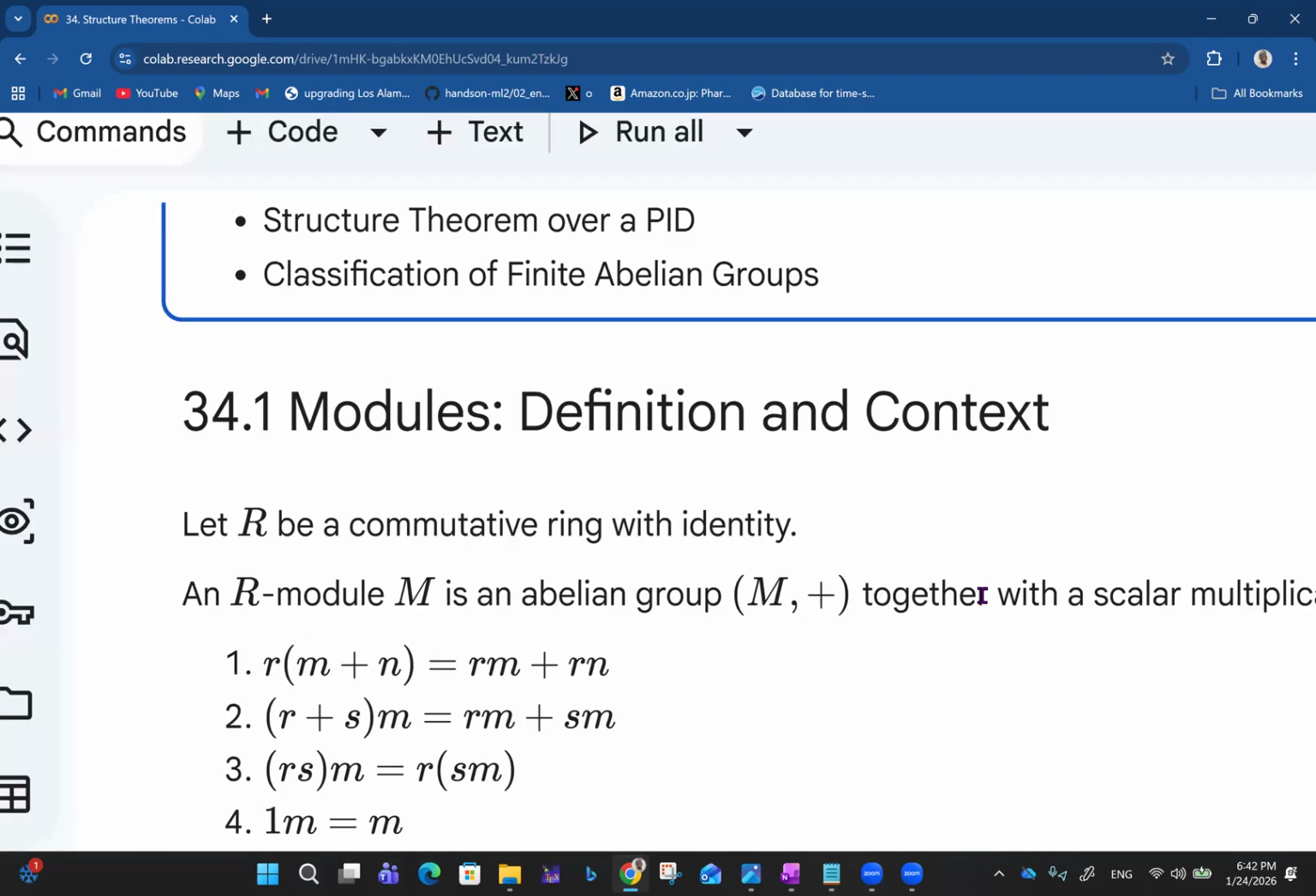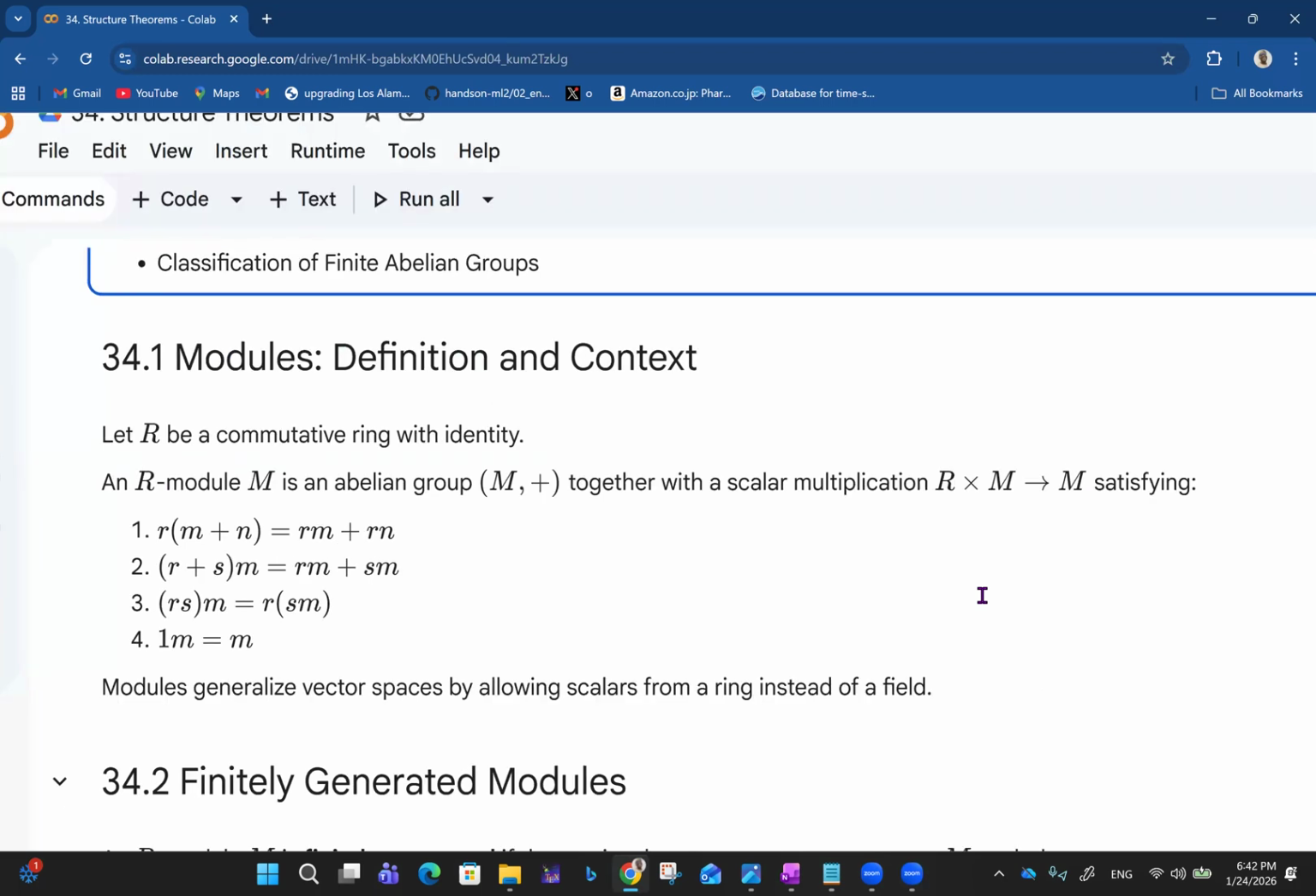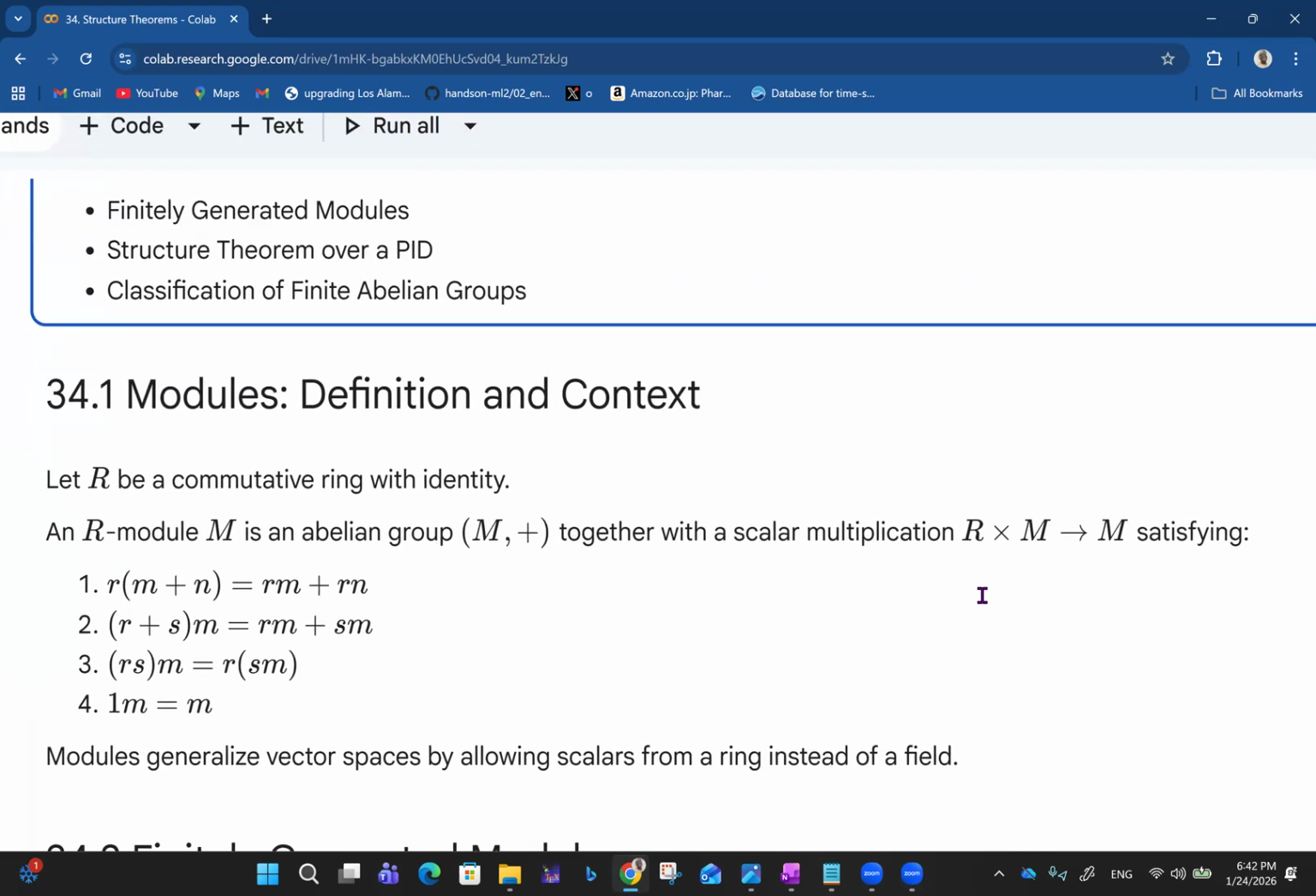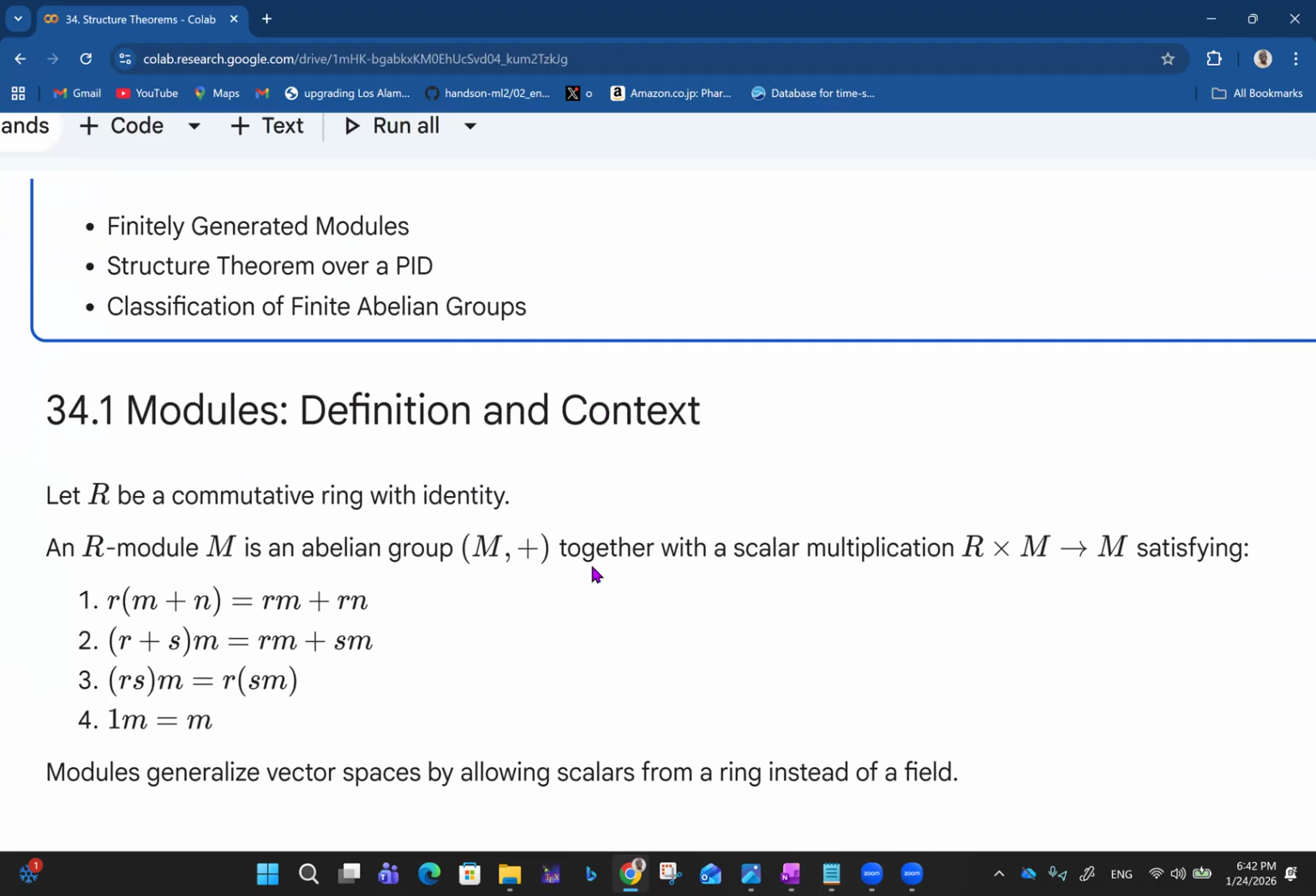So let's start again and bring ourselves up to speed with the idea of modules as seen in the previous video, to remind ourselves of the definition and the context. If R is a commutative ring with identity, then an R-module M is an abelian group M with addition, together with a scalar multiplication map R × M to M, satisfying r(m + n) = rm + rn, (r + s)m = rm + sm, meaning multiplication distributes over addition like that. Then we also have associativity, (rs)m = r(sm), and the identity, 1m = m.